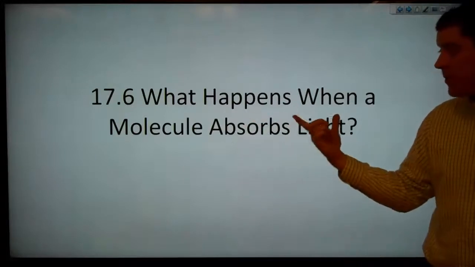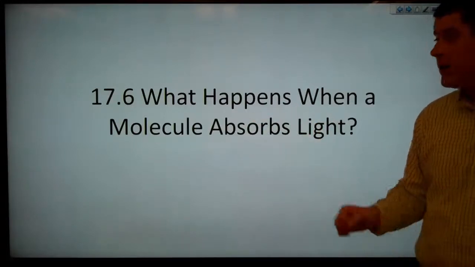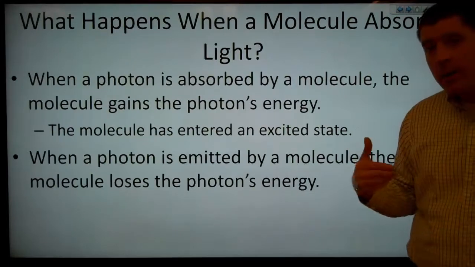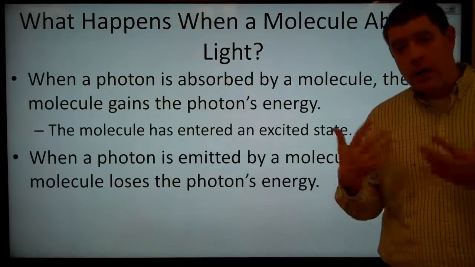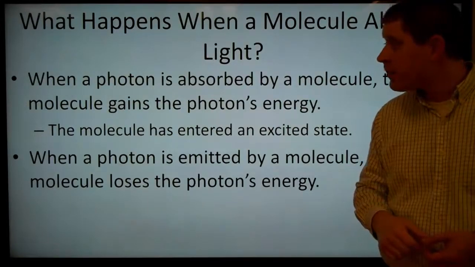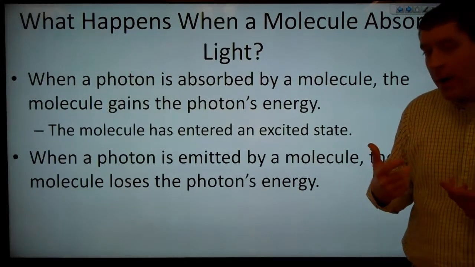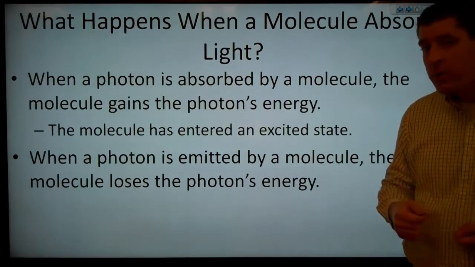Welcome to What Happens When a Molecule Absorbs Light. So we've already talked a little bit about how light works, how photons are absorbed and things like that. But now let's discuss what happens to the molecule when it absorbs light.